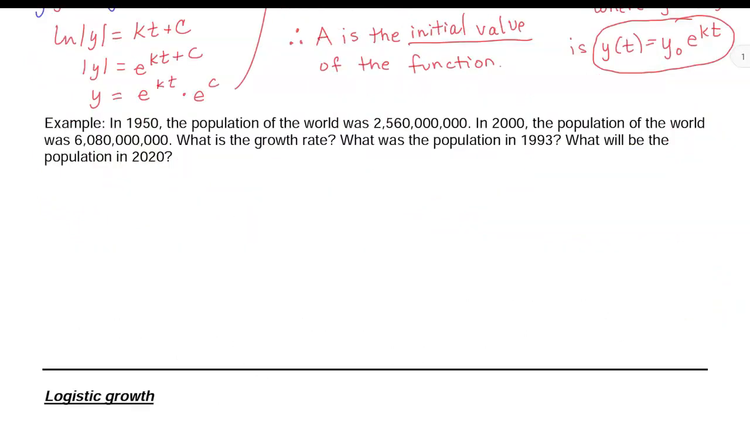In 1950, the population of the world was 2,560,000,000 people. In 2000, the population of the world was 6,080,000,000 people. What is the growth rate? What is the population in 1993? What will be the population in 2020?